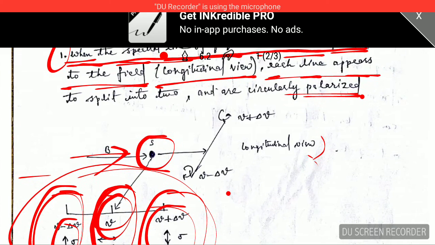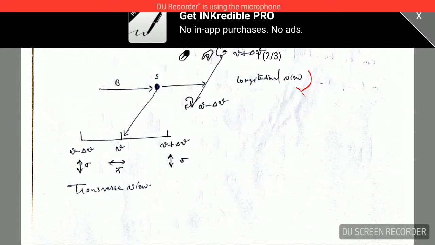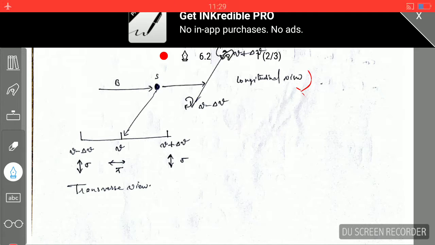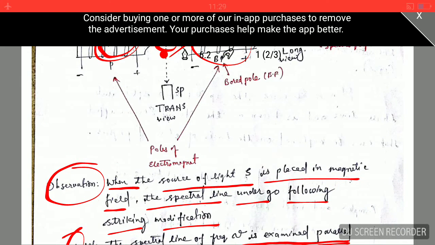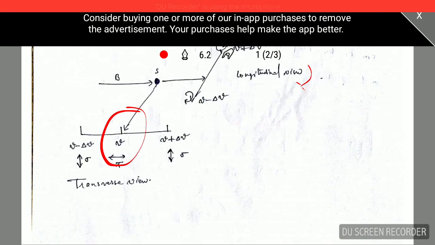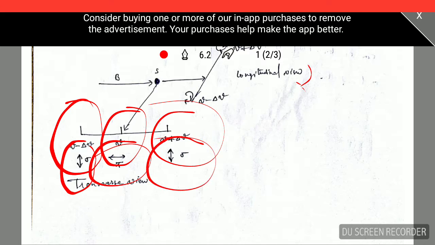So we have come to our diagram. I have already explained that this was the same as the original, and you can see that this was another line and this was the other line. This one was polarized perpendicular to the field, this was polarized parallel to the field, and this is polarized perpendicular to the field.